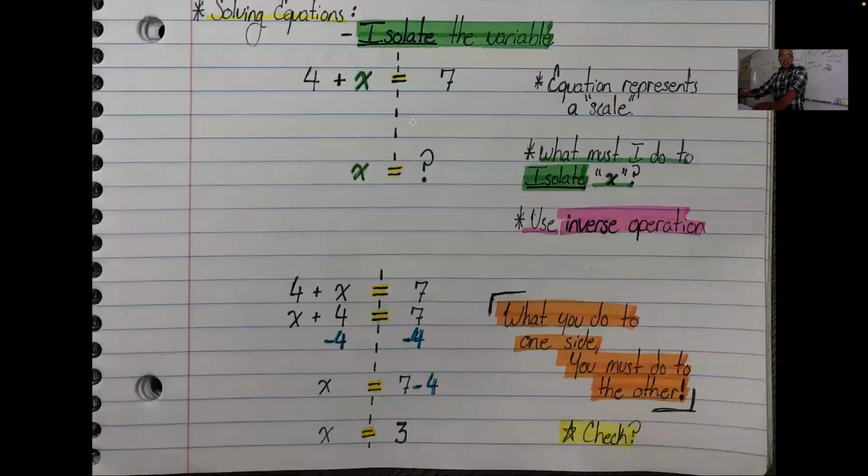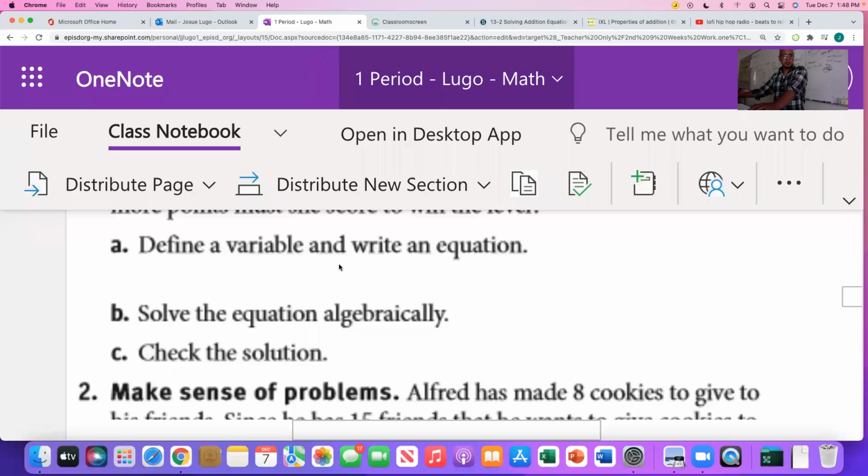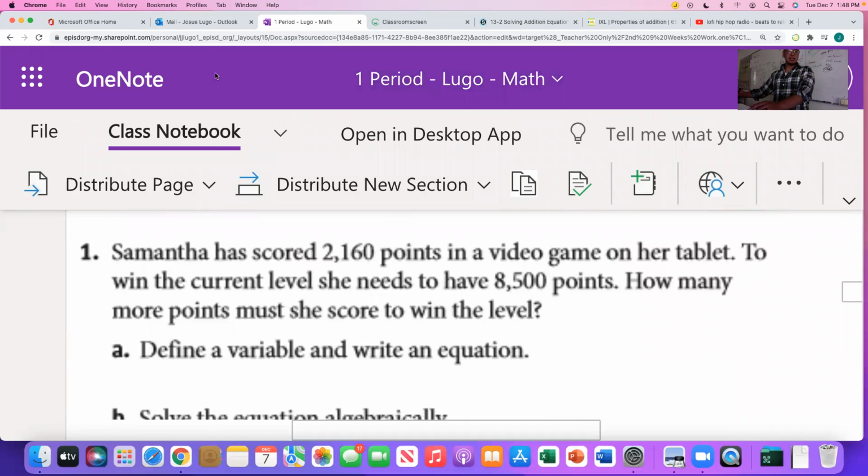So how does that look in our assignment today? Well, if I go to OneNote, and if I go up to number 1, notice that it says that Samantha has scored 2,160 points. That's how many points she has. To win the current level, she needs to have 8,500 points. And the question is, how many more points does she need to score to win the level?